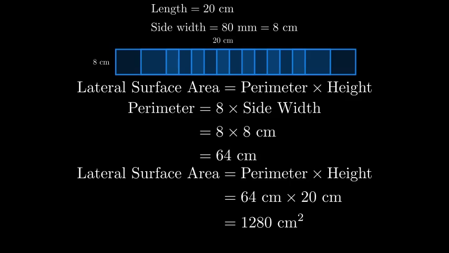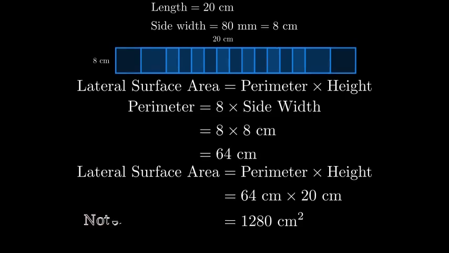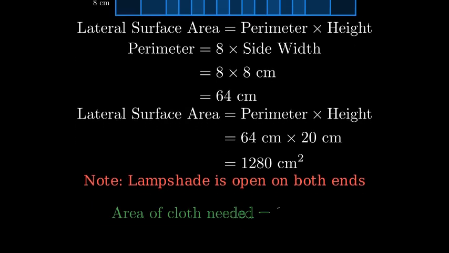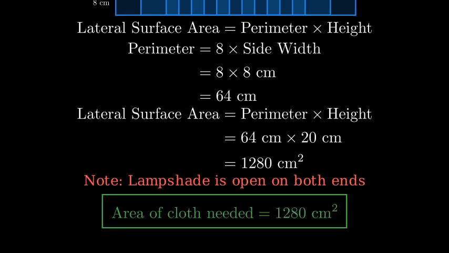Remember, the problem states that the lampshade is open on both ends. This means we don't need to include the areas of the octagonal bases in our calculation. Therefore, the total area of cloth Miriam will need is exactly 1,280 square centimeters. In conclusion, Miriam will need 1280 square centimeters of cloth to make her octagonal prism lampshade.